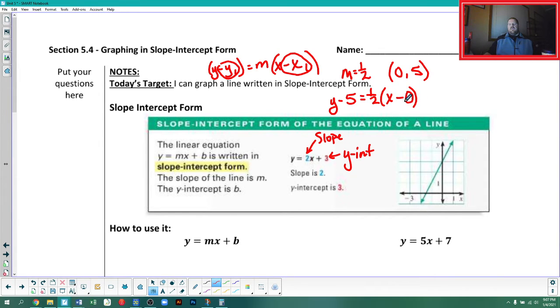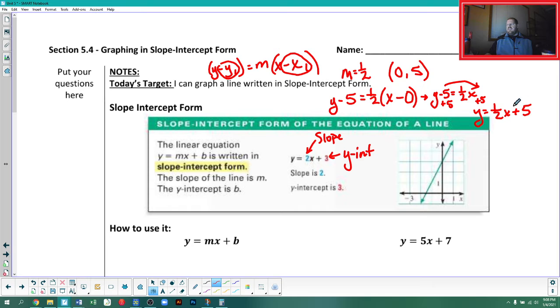Okay, simplifying this a little, x minus 0 is just x, and 1/2 times x is just 1/2 x. So I would get y minus 5 equals 1/2 x. And then if I just move this 5 to the other side by adding 5 to both sides, I get y equals 1/2 x plus 5, which is now in what we call slope-intercept form.